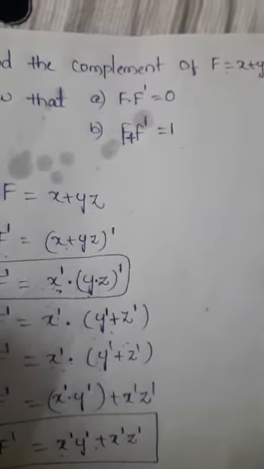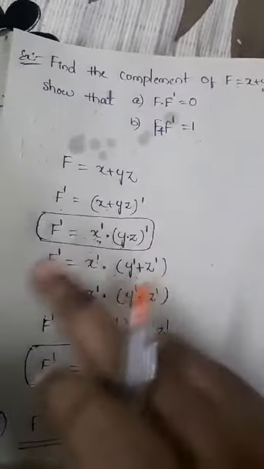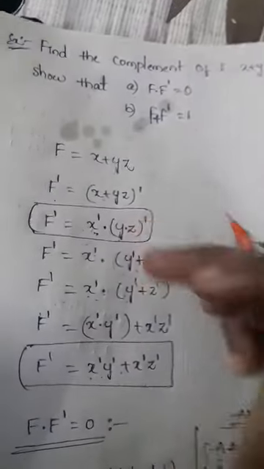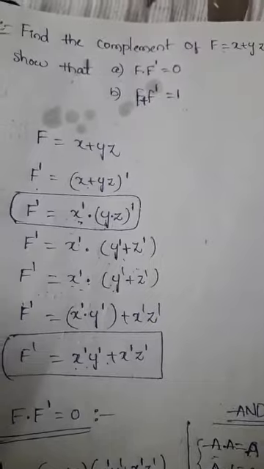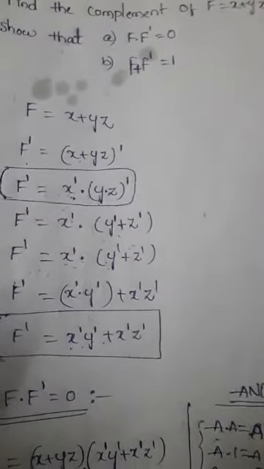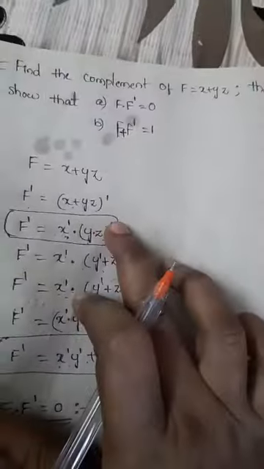Okay, so now we'll prove the second one, that is the second function: f plus f complement is equal to 1. Here f is equal to, what is the function actually, x plus yz. Here I will go with the f complement function, so I can prove here by using f complement this value and this value. Okay, so I will take here f complement as the first function, I can take it here, x complement into y into z complement. Okay, so I will go with this function.